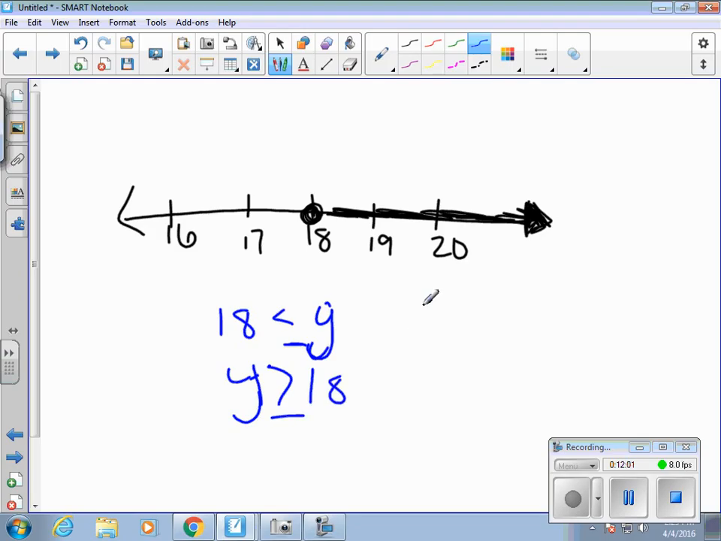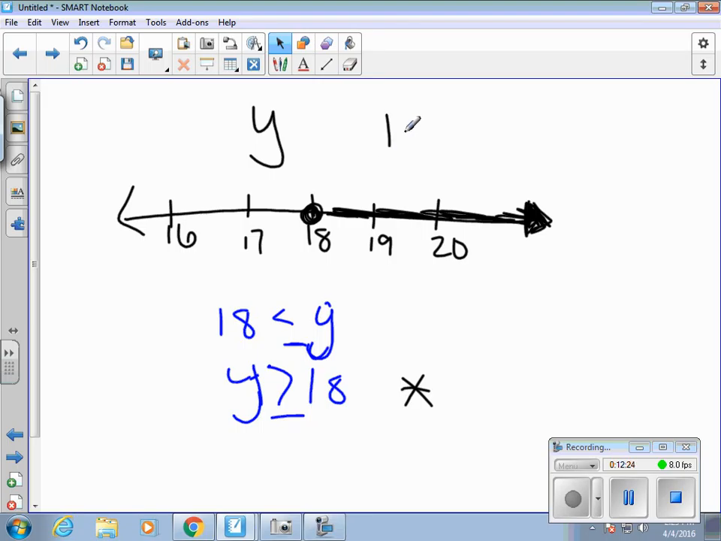Okay, now typically we like to see this one better. There's nothing wrong with writing the other one first and then flipping it, but we typically as math teachers like our variable to be on the left. So we like this style better. y is representing all the numbers that are shaded, so she's going to put her variable and then her number that she circled.